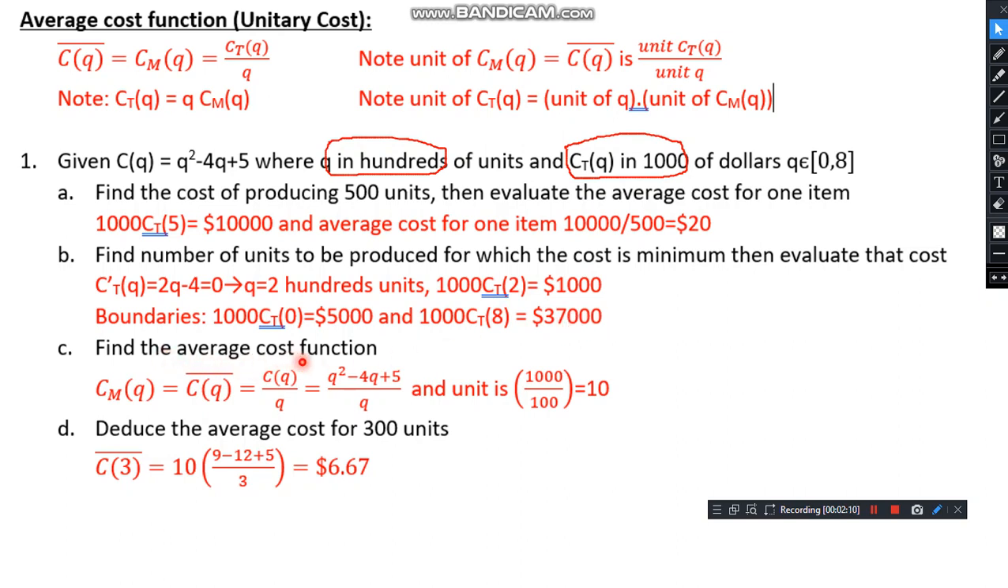Now they want the average cost function. So the average cost C bar of Q is total cost over Q, so it's Q squared minus 4Q plus 5 over Q, and the unit is the unit of C of Q over Q, as we said, 1000 over 100 is 10. Deduce the average cost for 300 units. So here what do we do? C bar of 3, we replace Q by 3, and we multiply by unit of 10. Since the unit of C bar is 10, it will be $6.67.